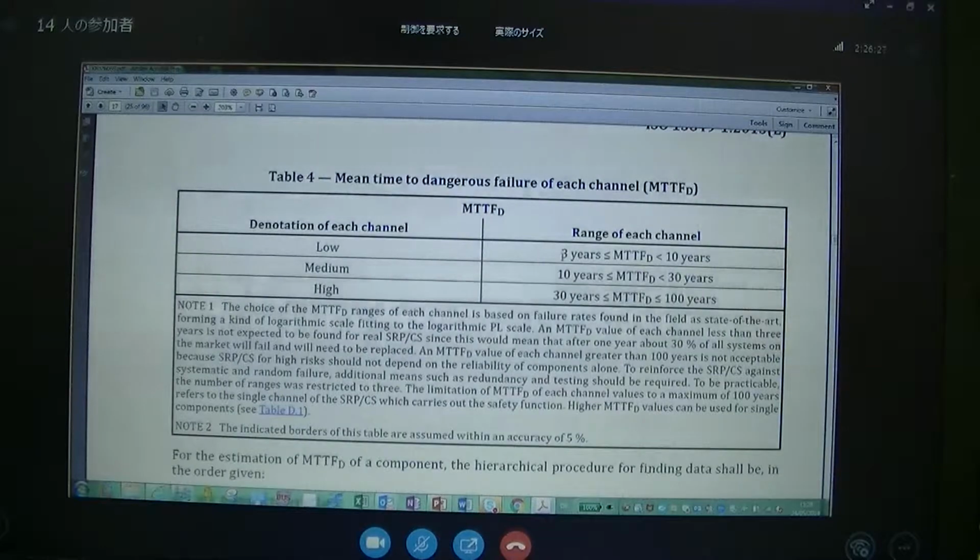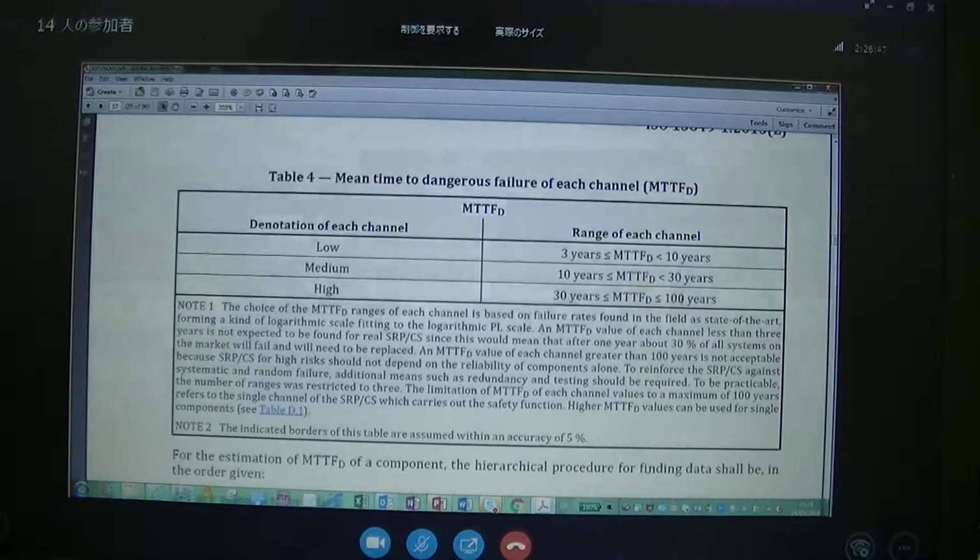Low is between 3 years and 10 years. So below 3 years it is not allowed. Medium is between 10 years and 30 years. High is between 30 years and 100 years.